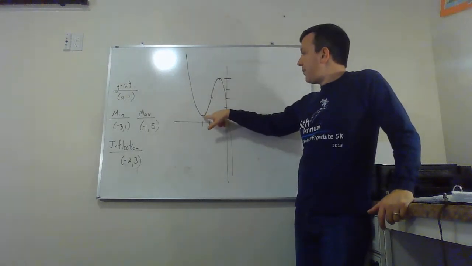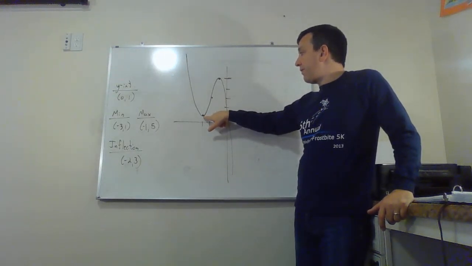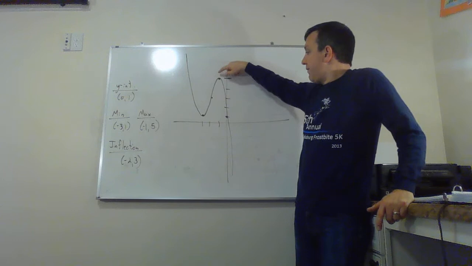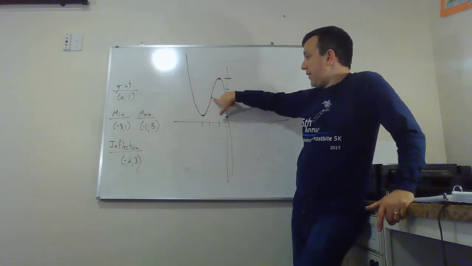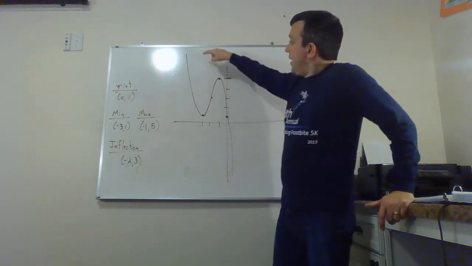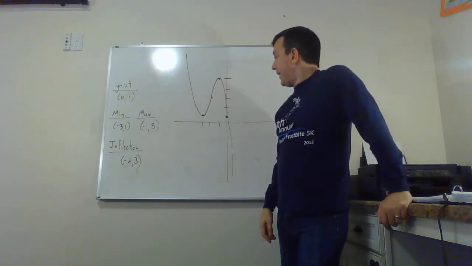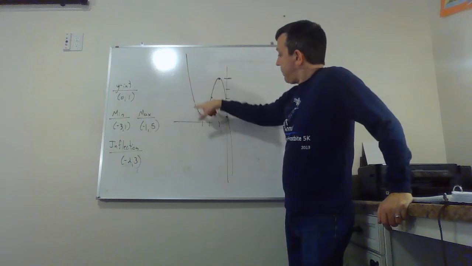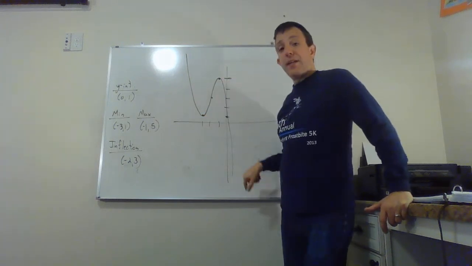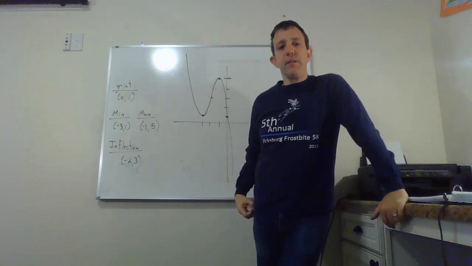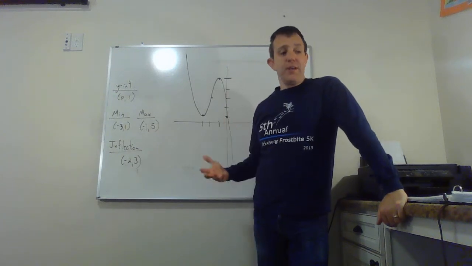So you can see I have my minimum value here at -3, 1, my max at -1, 5, the y-intercept at 0, 1, and there's my inflection point at -2, 3. It goes from concave up to concave down, and it goes from decreasing to increasing to decreasing, and I'm pretty sure it matches all of the information that we found. So there is that example.